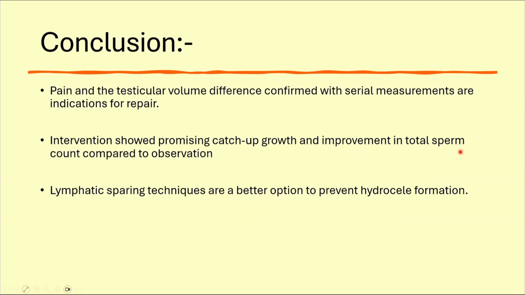So in conclusion, our take-home message is that pain and testicular volume difference confirmed with serial measurement are the indications for repair. Intervention shows promising catch-up growth and improvement in total sperm count compared to observation. Lymphatic sparing techniques are a better option to prevent hydrocele formation if you offer intervention. And thank you very much.